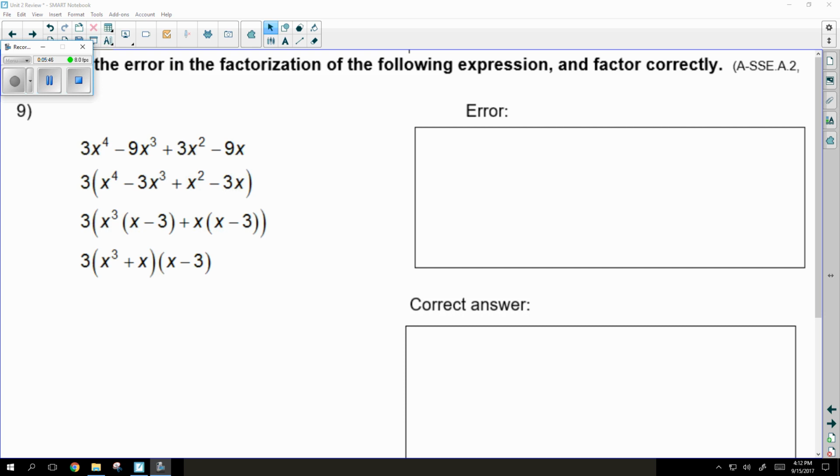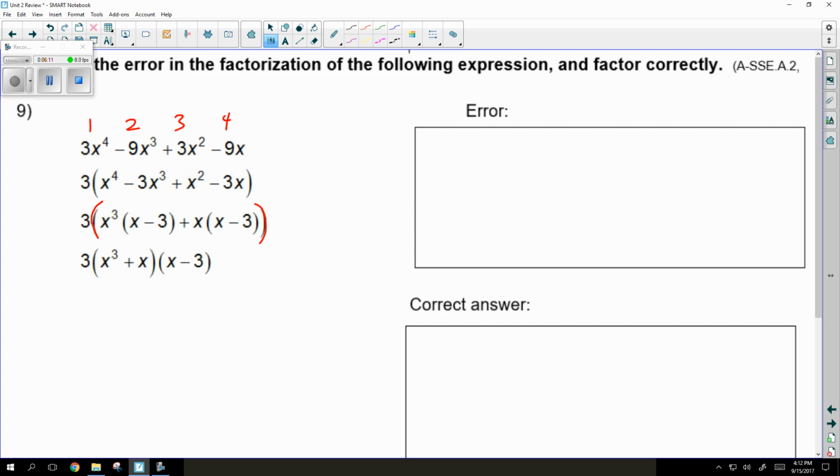This first thing I noticed right away, it's got 4 terms. Anytime we have 4 terms, we're going to do it by grouping. 1, 2, 3, 4. So there's our 4 terms. It looks like they pulled out a 3 as the GCF. It looks like they pulled out the 3 correctly. And then it looks like at this step, they start doing their factoring by grouping.